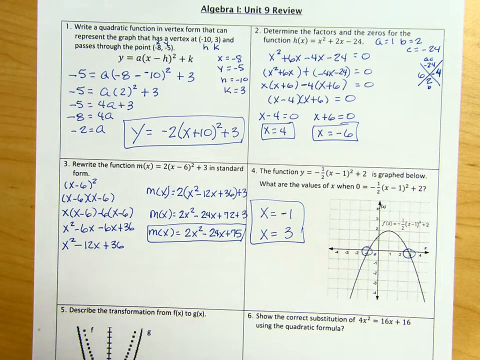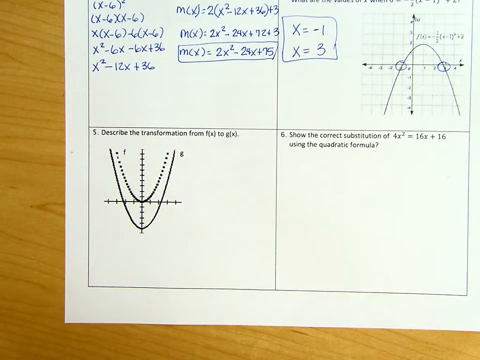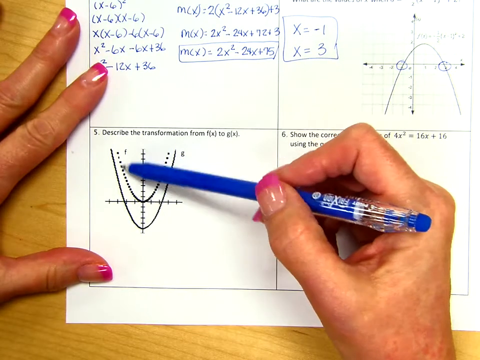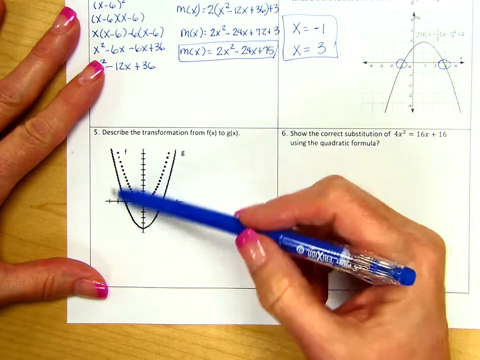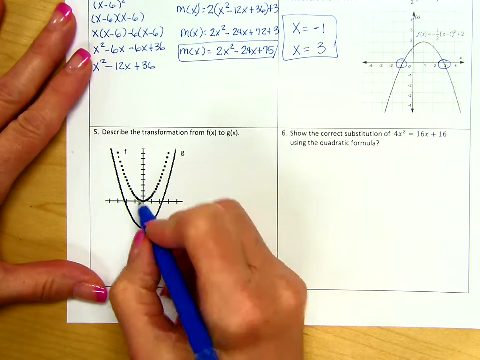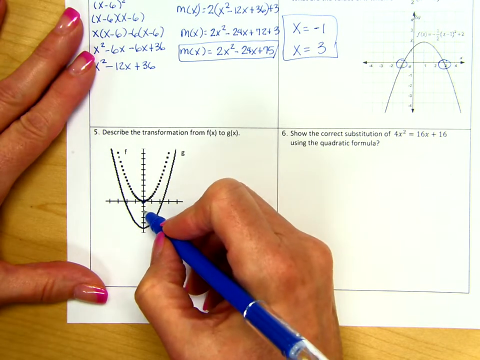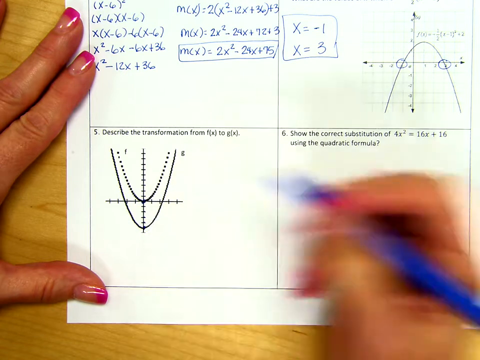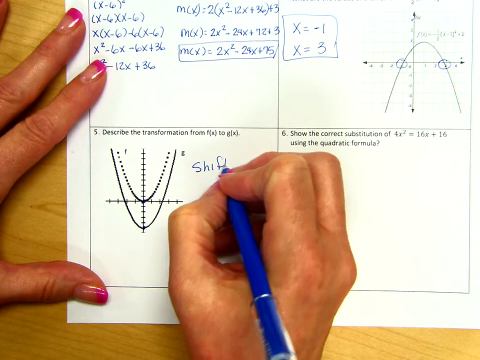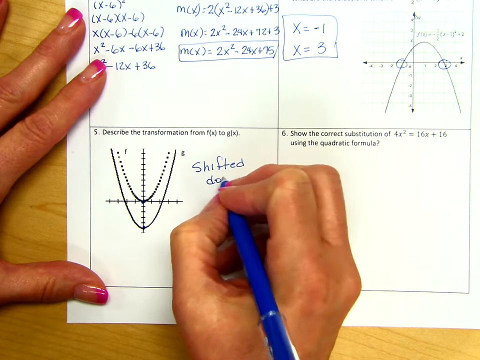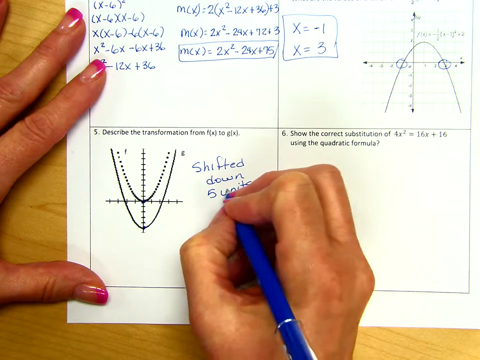Okay, this will be Unit 9 Review Part 2. We'll start down here with problem number 5. What we have here is our function f of x, which is our parent function, and it has been transformed to g of x. If you notice, all they did was take the vertex and move it down 1, 2, 3, 4, 5 places. So the transformation is that it shifted down 5 units.